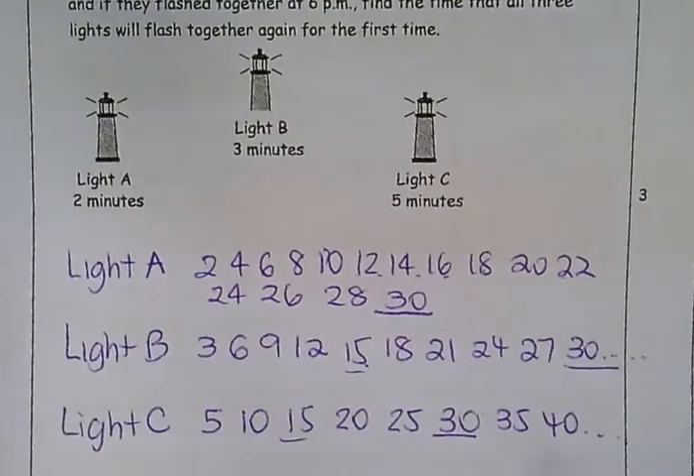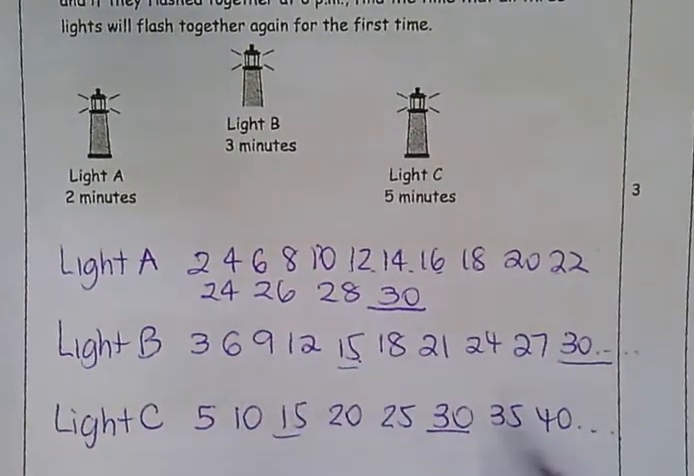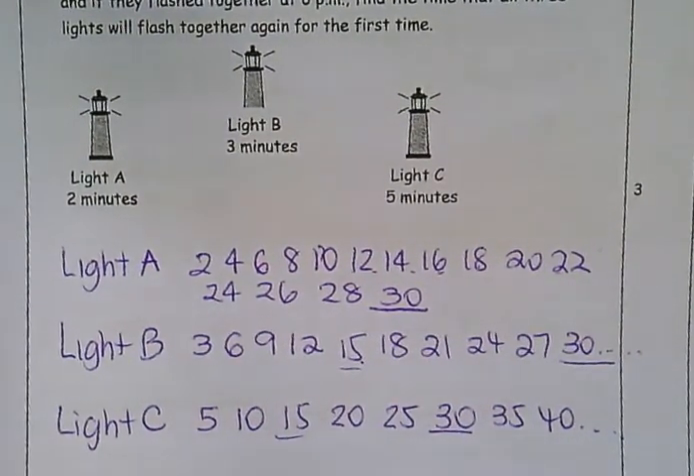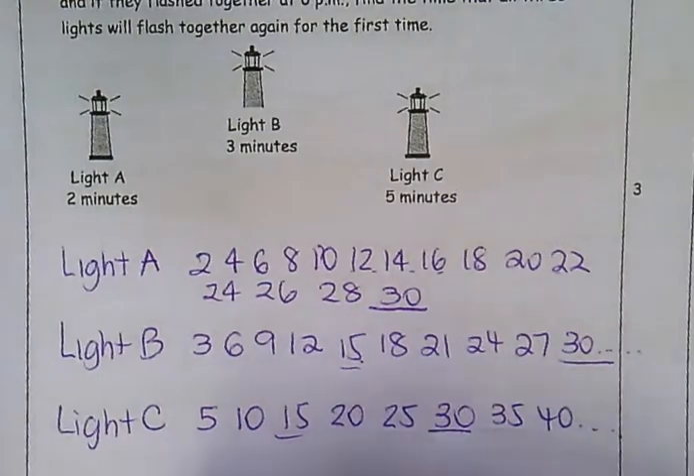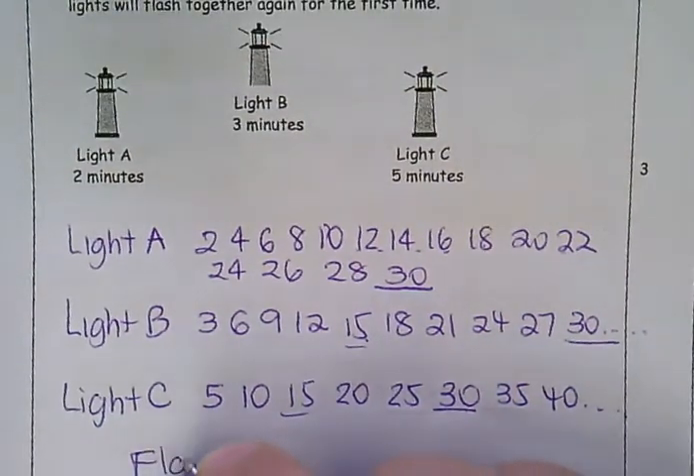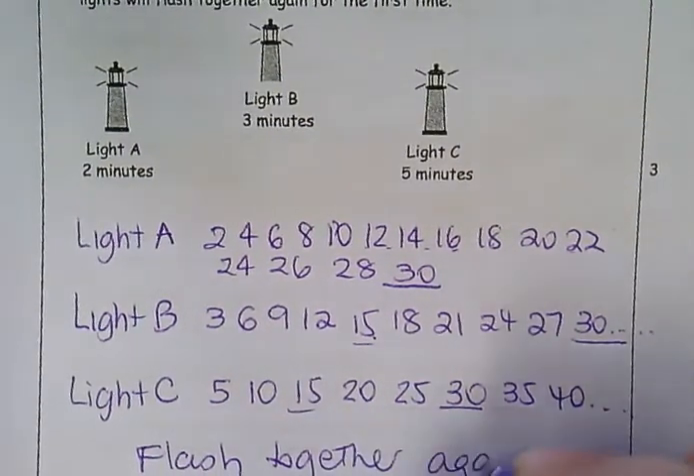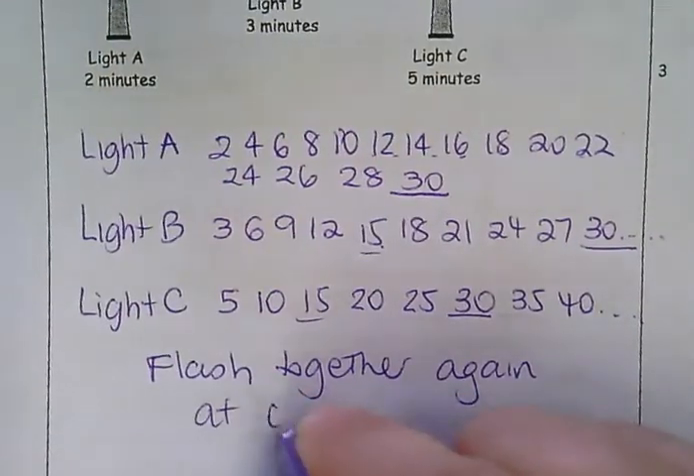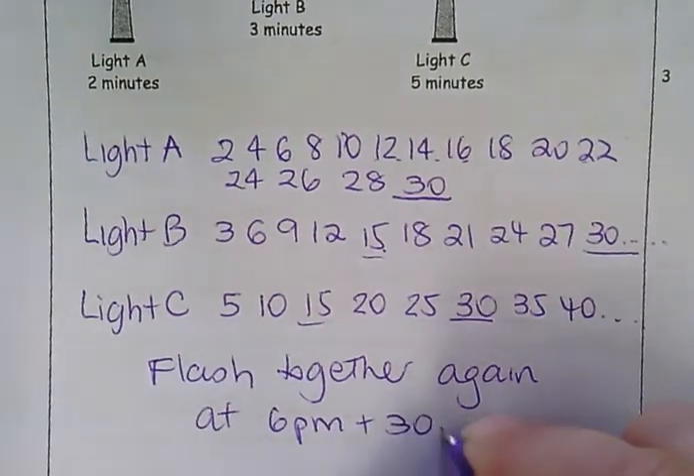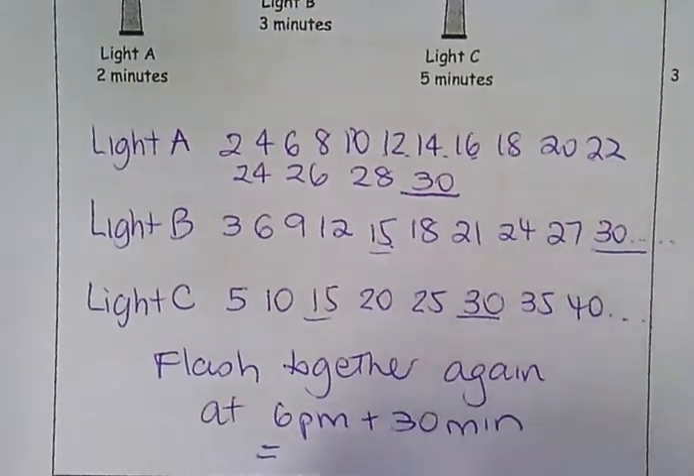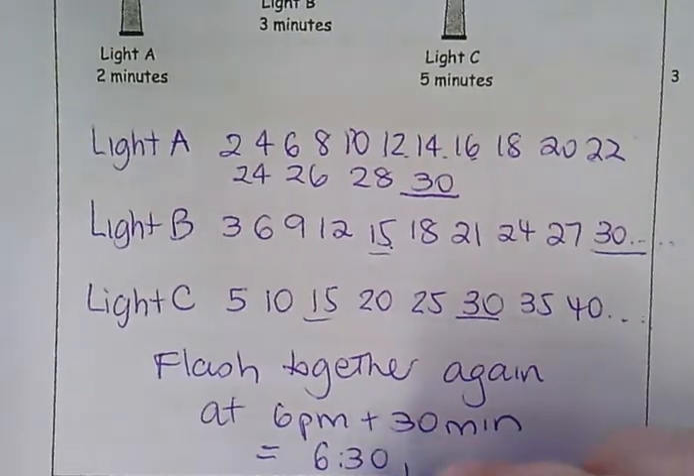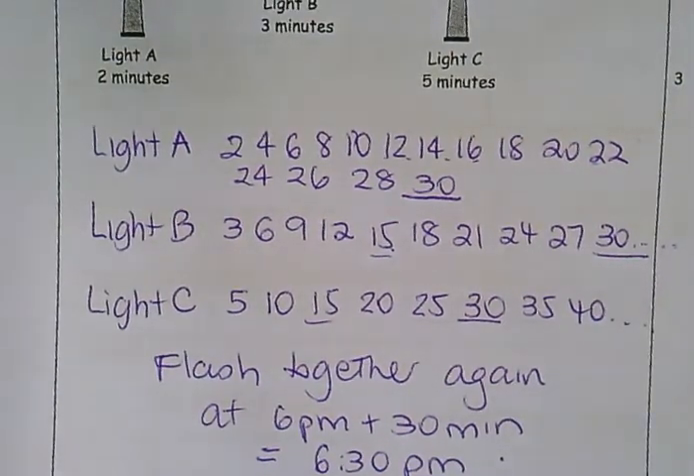Okay, now 30, if we look at all those lists of numbers, 30 is the first number that we see that is the same. So therefore they will flash together again after 30 minutes. So they flash together again at 6 p.m. plus 30 minutes, because they first flashed together at 6, which is at 6:30 p.m. That's the end of that section.